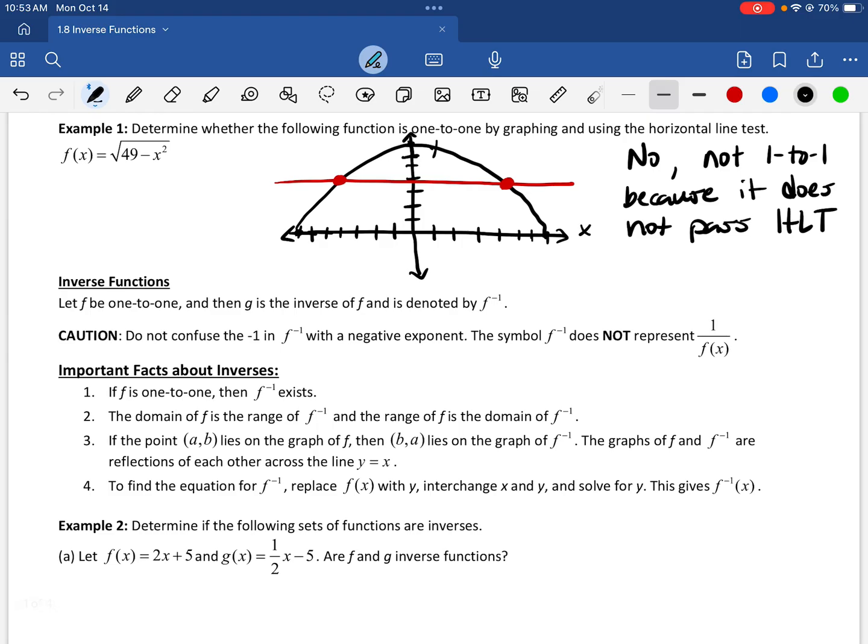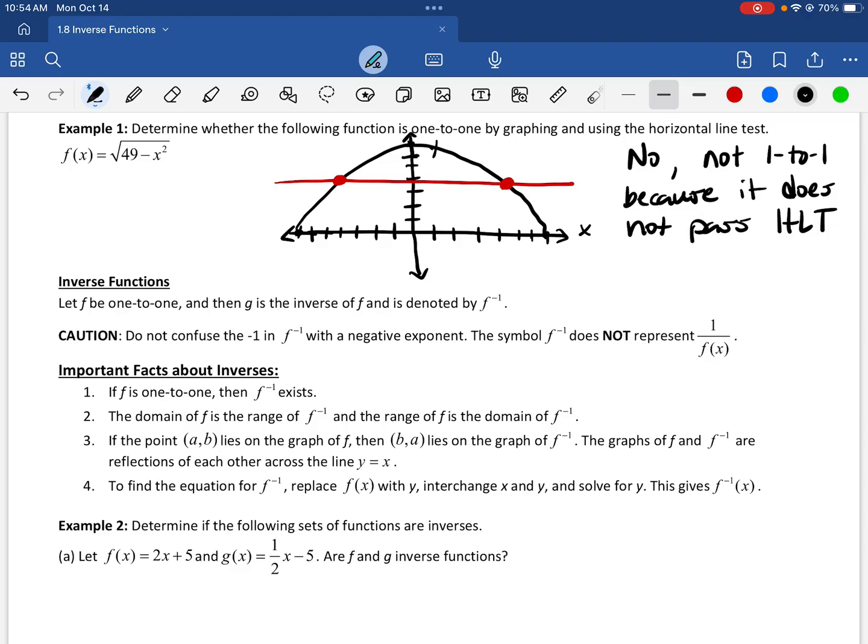All right, so the main part of what we're looking at here is inverse functions, and how to find the inverses of different functions and how to determine if two functions are inverses of one another. It says let f be one-to-one, and then g is the inverse of f. It's denoted by f^-1. Do not confuse the -1 with a negative exponent. This symbol does not represent 1 over f of x. We're talking about the inverse of that function.